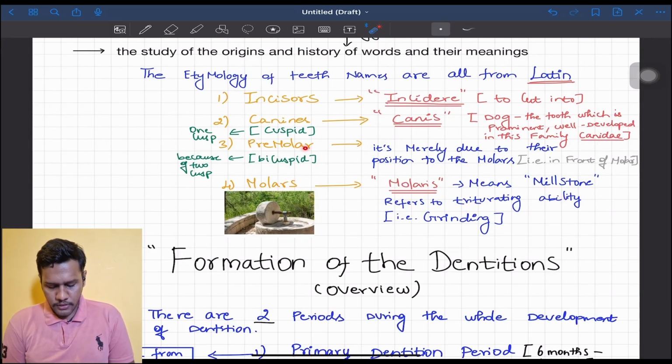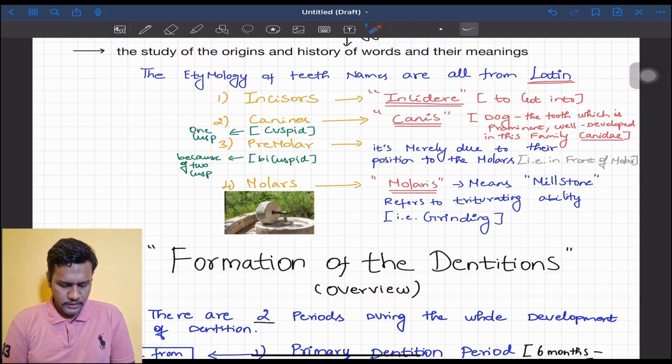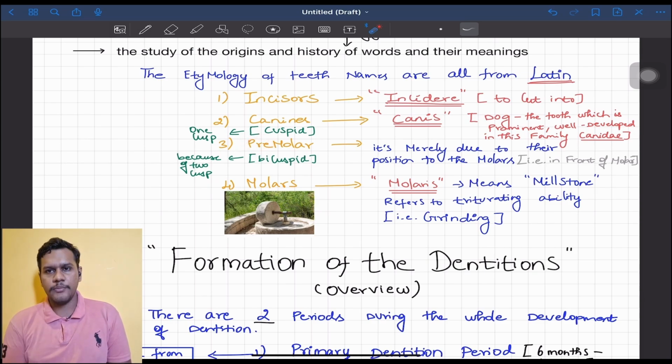Then we come to the premolars. They are also known as bicuspids. The term premolar is merely due to their position in relation to the molars, that is, in front of the molars. If you take the molars, the premolars will be in front of them. That is why it's called premolar, like pre-, in front of the molars.